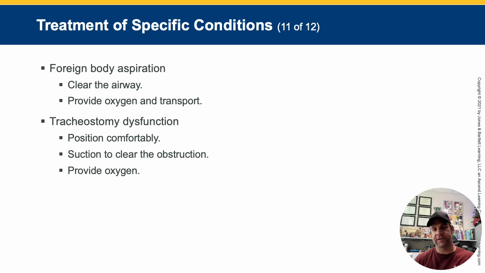If the child is conscious but obstructed, that's where you're going to use the back blows and the chest thrust for our infants, and then we'll use abdominal thrust for the children and adults. And again, we're going to align ourselves with the American Heart Association guidelines.